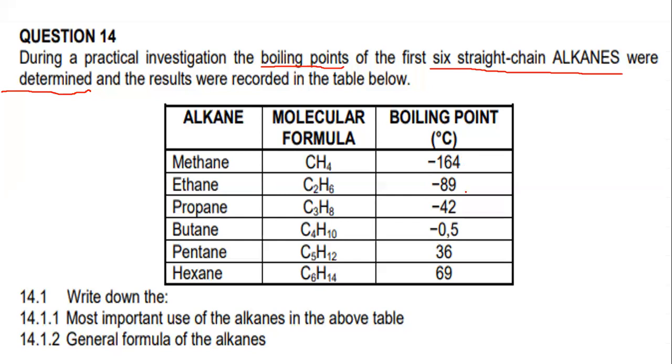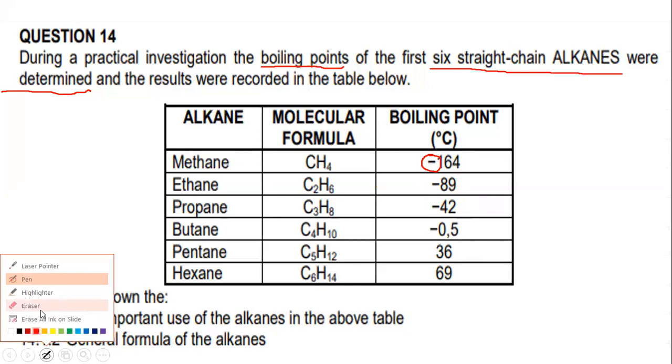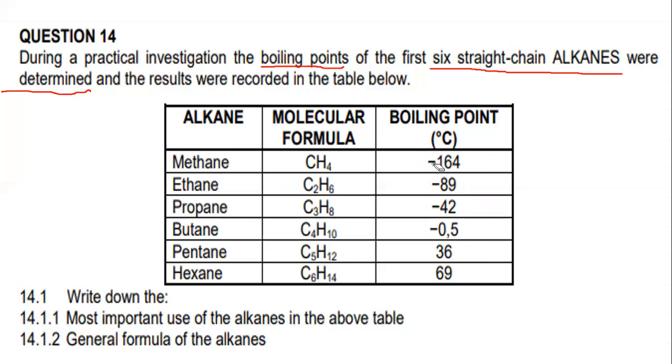And I am emphasizing this because some of the learners, when they see 164, they just think that 164 is the largest number there, but they don't take note that the 164 is negative. So it's far from being positive compared to all these numbers. And as a result, it's a smaller boiling point.